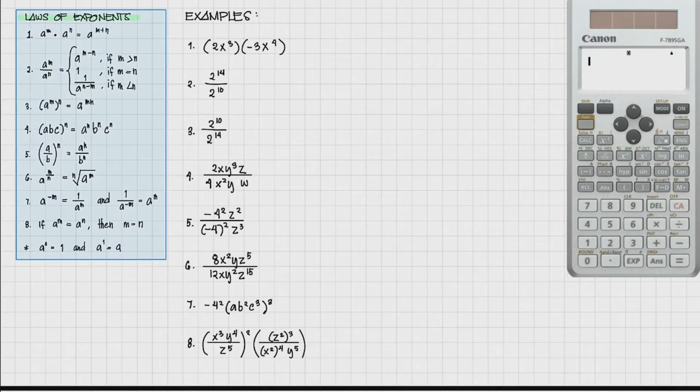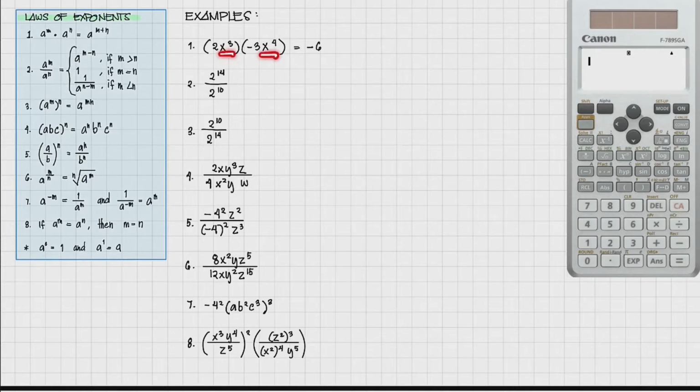Examples. So for number 1, we're just going to combine these two terms: 2 times x cubed and then negative 3 times x raised to 4. So let's rewrite this. First we're going to multiply the numerical values. So we have 2 times negative 3, which is equal to negative 6. And then we have these two variables, x raised to 3 and x raised to 4.